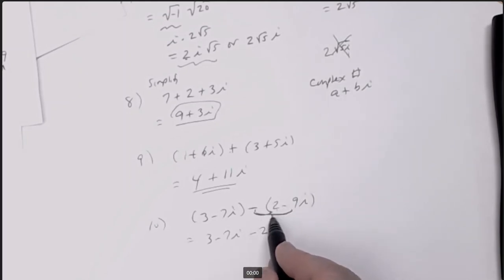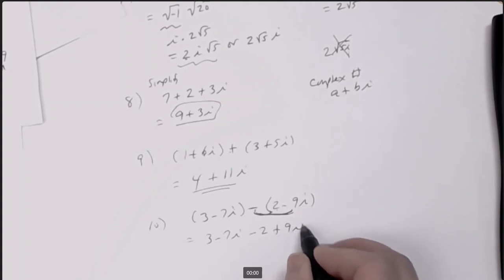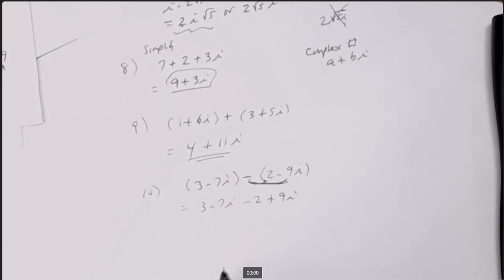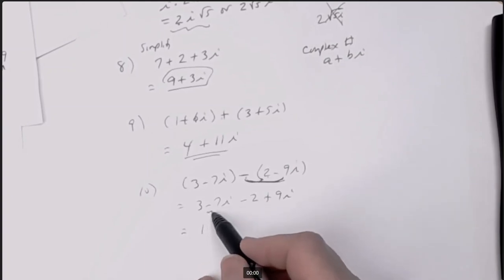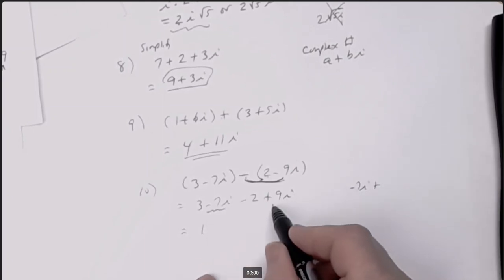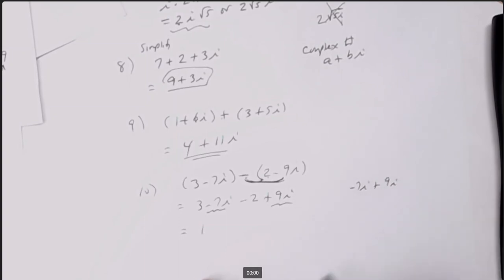Then combine like terms. 3 and a negative 2. What's 3 and a negative 2? Not negative 1, but positive 1. Now, what is a negative 7i plus a positive 9i? Be careful. 2i. So you get 1 plus 2i, and there's your answer.